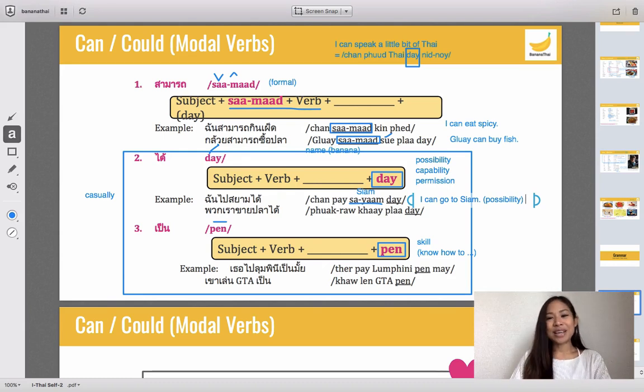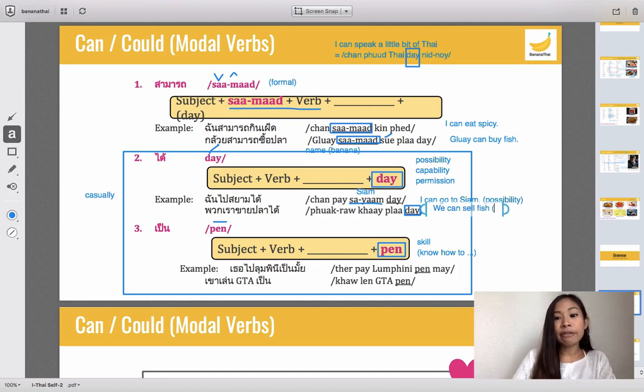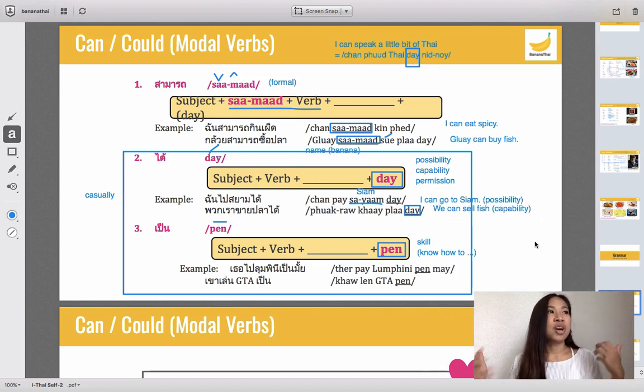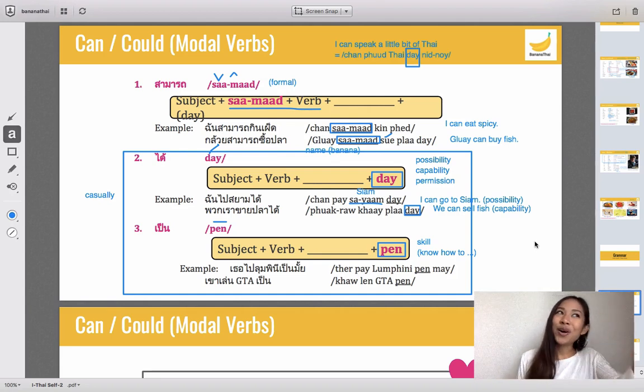The next sentence: พวกเราขายปลาได้. พวกเรา is we, ขายปลา is sell fish, so we can sell fish, in terms of capability. Maybe we know how to fish and we are able to sell fish at the market. I just want you to recall those old words that you learned in the past chapter, so put everything together.